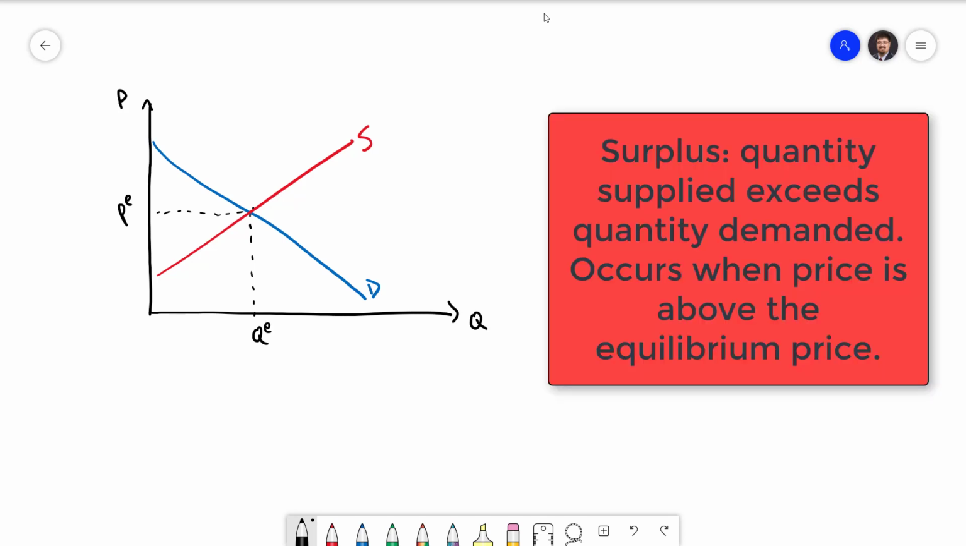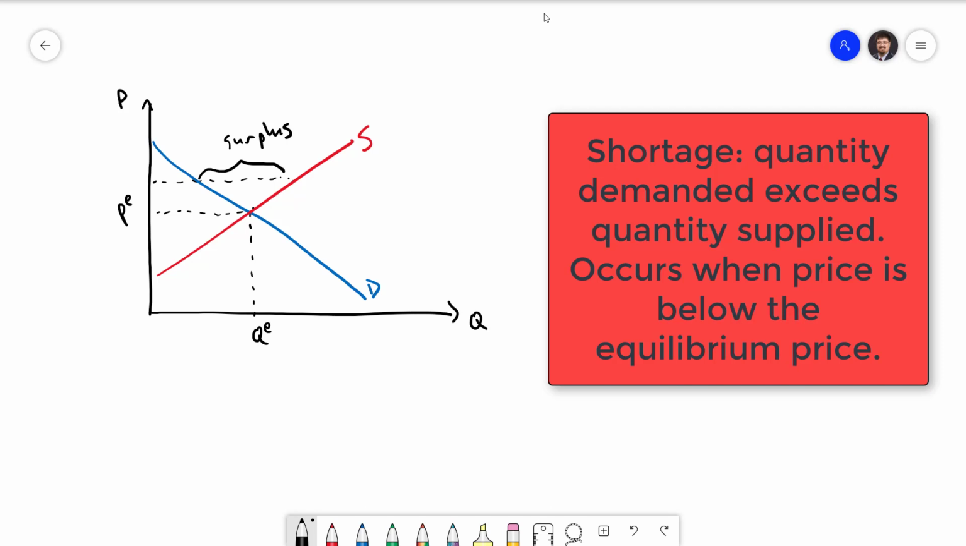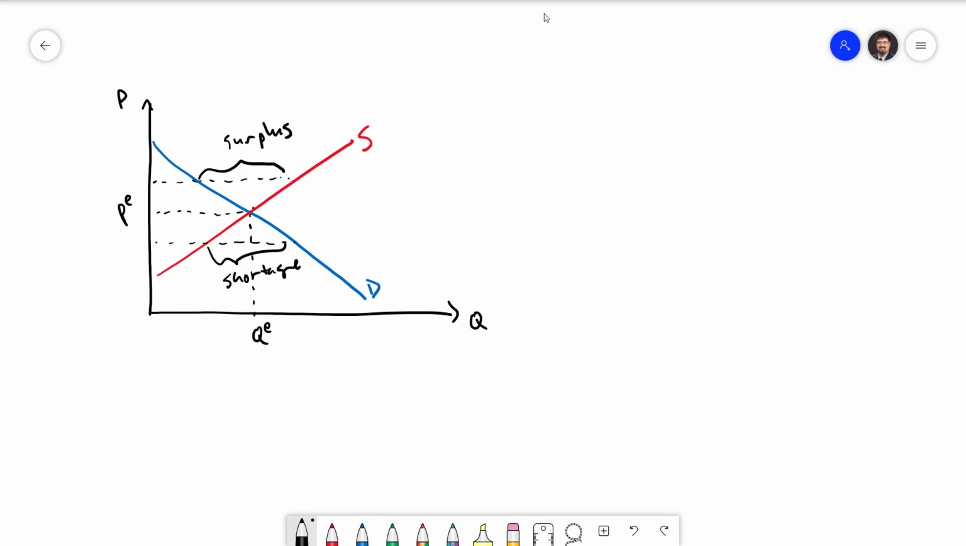If the price is above the equilibrium price, then we get quantity supplied greater than quantity demanded, which we call a surplus, not to be confused with consumer and producer surplus. If the price is below the equilibrium price, then we get quantity demanded bigger than quantity supplied, which is a shortage. A market experiencing a surplus or shortage will naturally adjust into equilibrium. At the equilibrium price, we sometimes say that the market clears. That is, there's no excess demand, no excess supply.